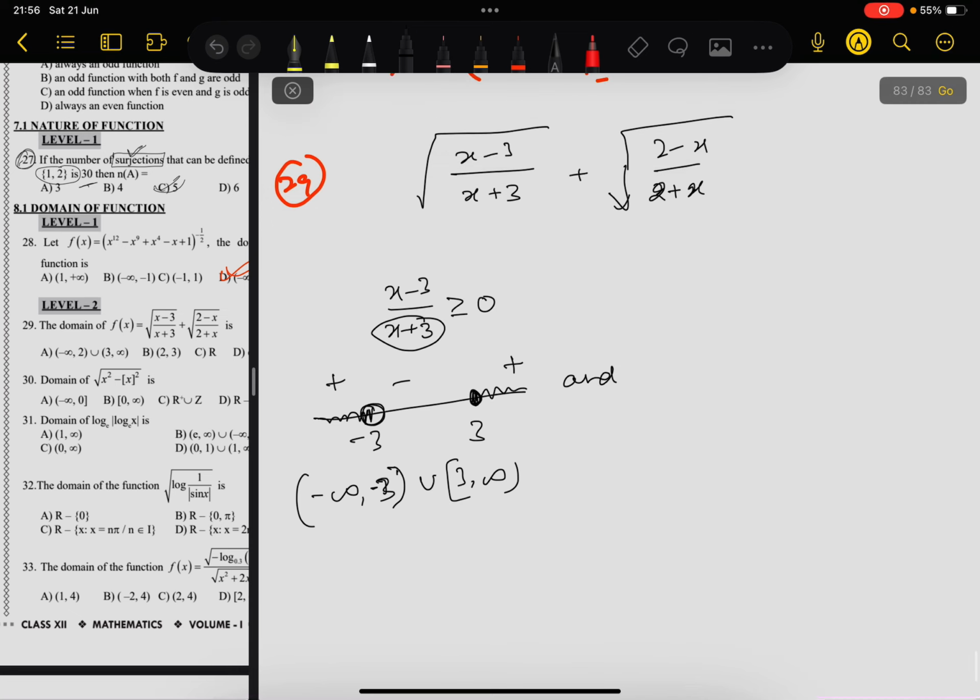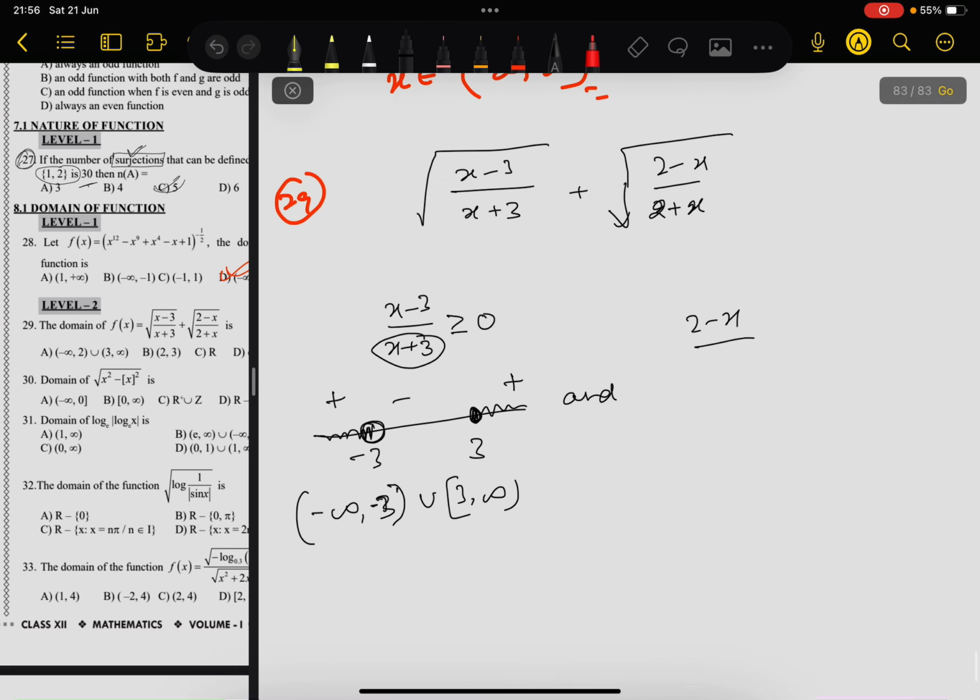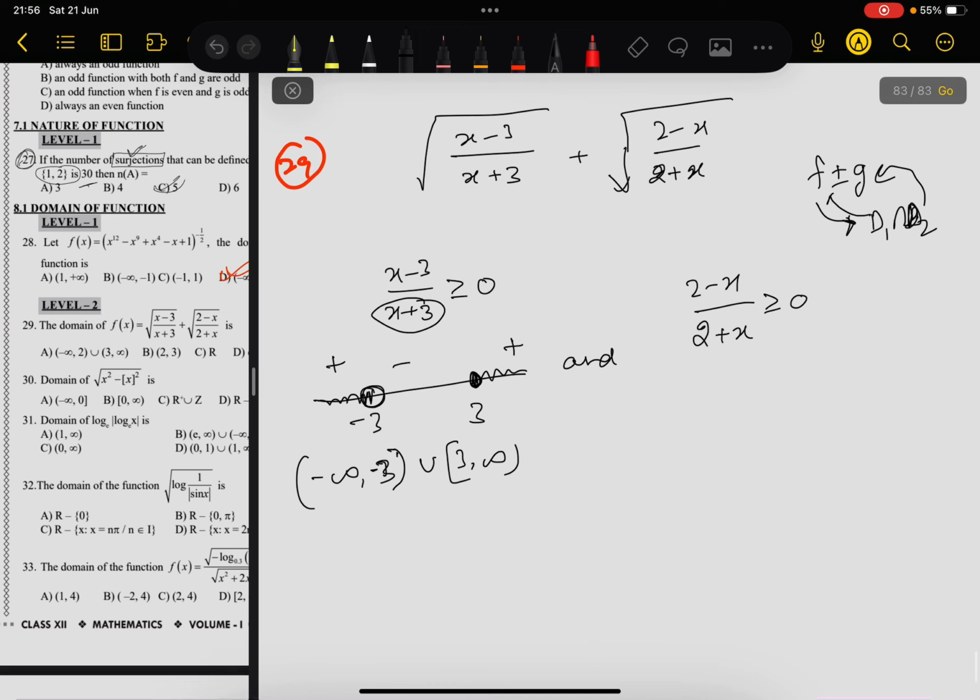And this should also be true: (2 minus x) divided by (2 plus x) greater than or equal to 0. I have discussed in the class that the domain of f plus or minus g is the intersection of d1 and d2, where d1 is the domain of f and d2 is the domain of the g function. So this should also be true simultaneously. Let's first make this into standard form. So this is (x minus 2) divided by (x plus 2), because I am taking negative common here, so the sign of the inequality will change.